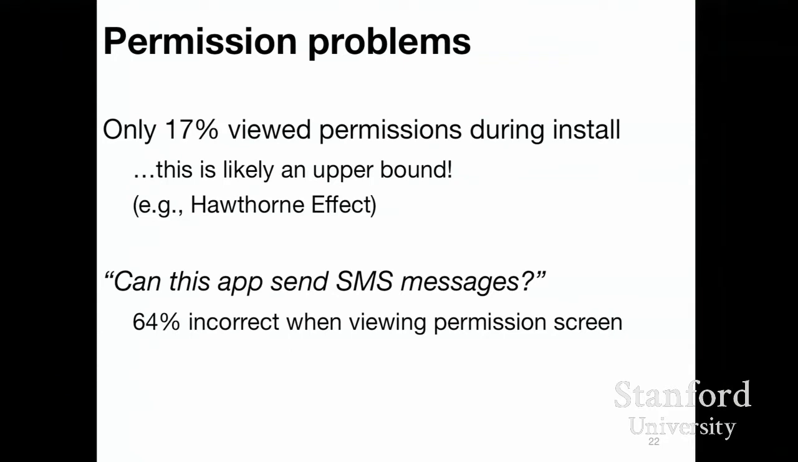And then in the other task, about answering the question about whether the app they're familiar with could send SMS messages, a majority of participants couldn't answer that question correctly, even though they were looking at the list of granted permissions. Question: The 17%, how did you measure that? Is that you just looked at whether people spent more than 0.5 seconds on the screen? Yeah, basically people were habituated to just clicking through.